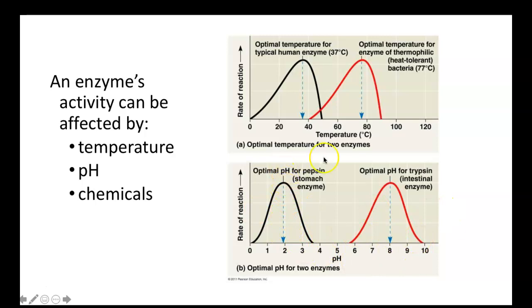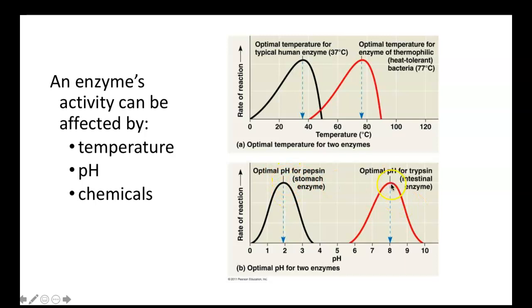Now this is given 2 enzymes found in humans. The first one is pepsin, which is an enzyme found in the stomach. The second one is trypsin, which is an enzyme found in the small intestine. Both of these enzymes actually digest proteins, so they digest meat when you eat it. They're just located in 2 different places. So these curves right here, black one for pepsin, red one for trypsin, both are enzymes found in the human digestive tract. But pepsin is in the stomach, so its optimal pH is 2.